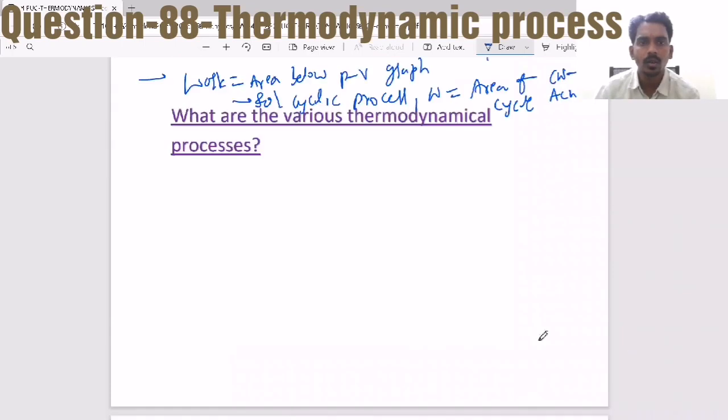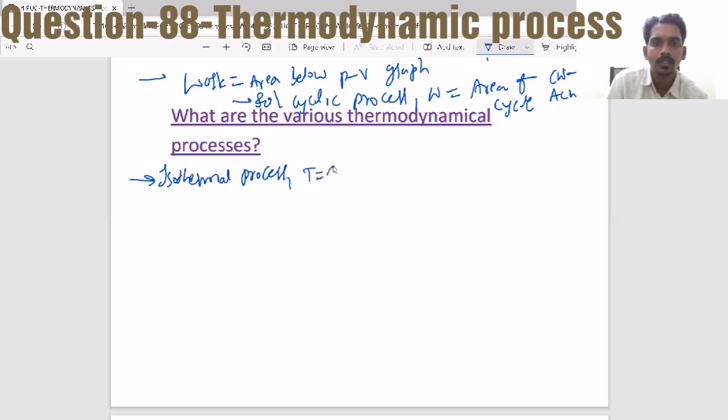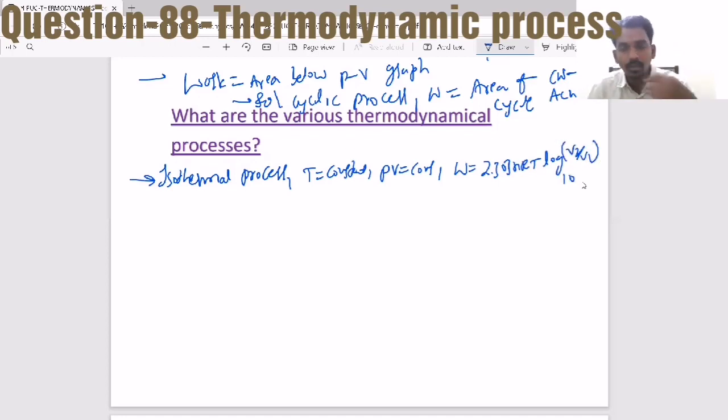Now let us consider the various thermodynamic processes. The very first is the isothermal process. In an isothermal process, the condition is constant temperature and the equation is PV equal to constant, so P1 V1 equals P2 V2, and the work done becomes 2.303 nRT log base 10 of V2 by V1. Since P1 V1 equals P2 V2, V2 by V1 can also be replaced with P1 by P2.